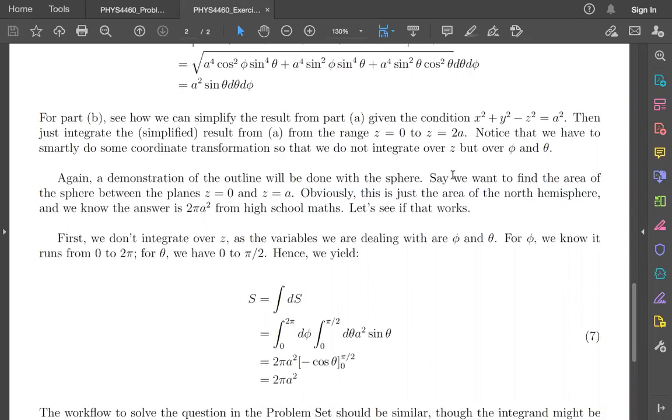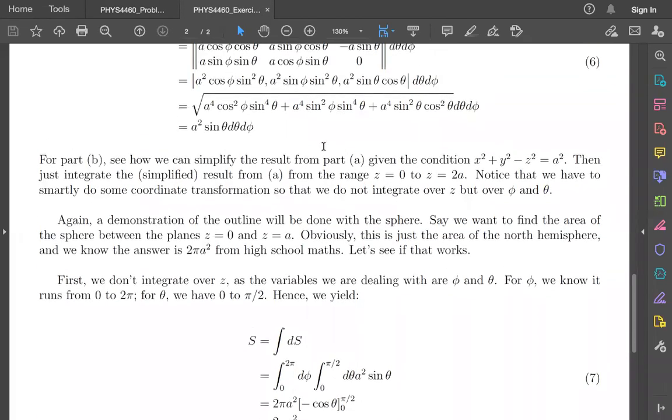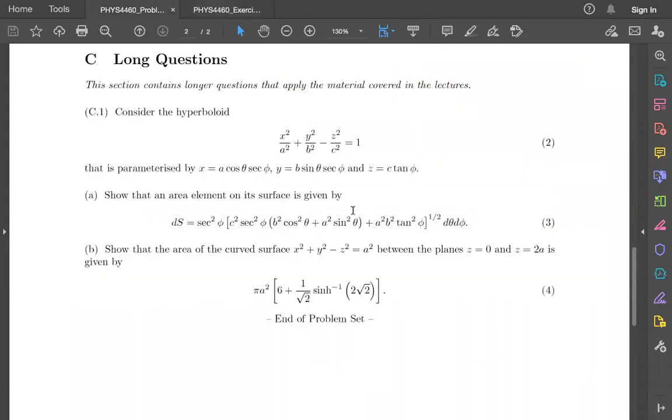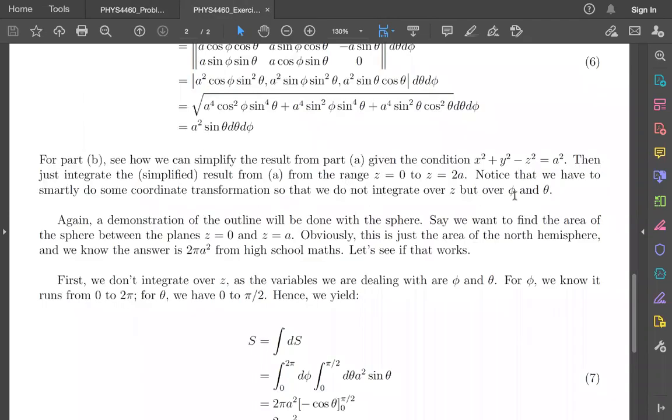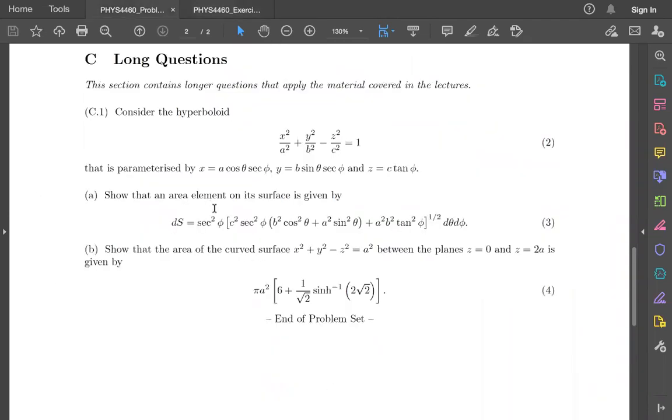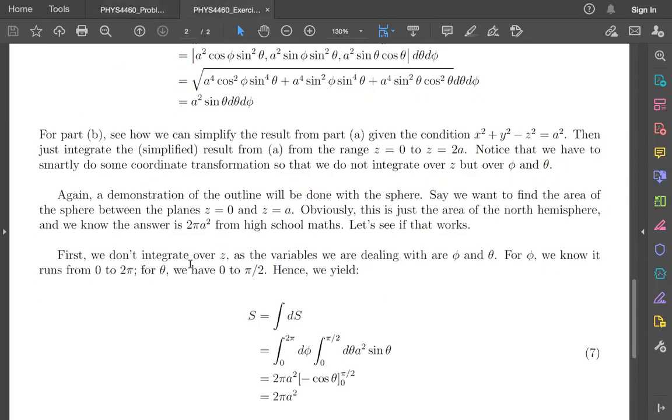z equal to 2a. But of course, we won't really do the integration over z because we are not using z in the expression, right? We don't have any z here. Instead, we would integrate over phi and theta, which are the parameters that we're using here. Okay. So how to do it? Well, let's look at the sphere.